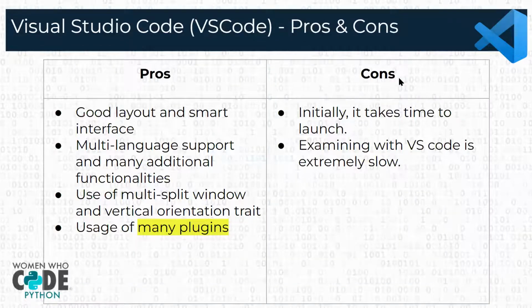So let's look at the pros and cons of Visual Studio Code. Visual Studio Code, or VS Code, is an open source extensible code editing software generated by Microsoft that can be utilized for Python applications as well.